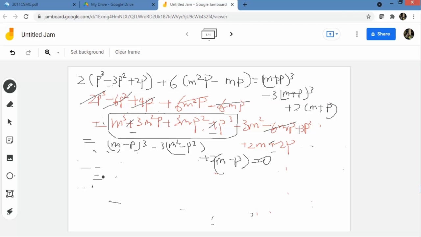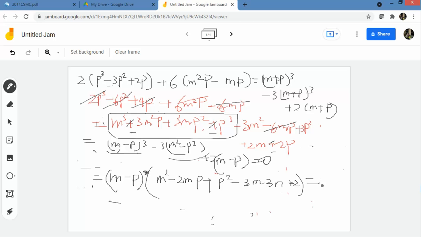Now we can reopen this one, factor that guy, say m. Here, right? This is m squared plus 2mp plus p squared, right? It will be minus what? Minus 3m minus 3p, right? And plus 2. Here we go. We got this one.